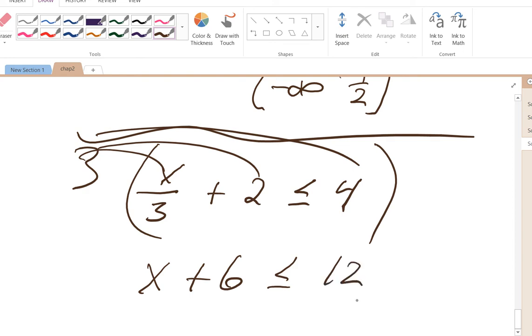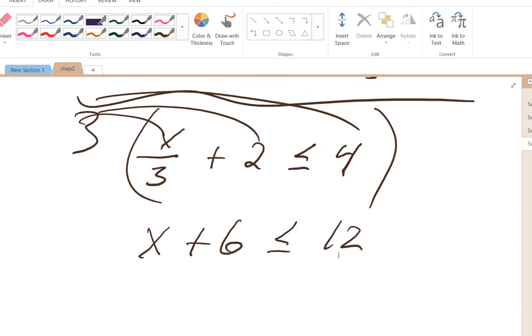Less than or equal to 12. Okay, so now we just solve it, right? Do this, do this. x is less than or equal to 6.